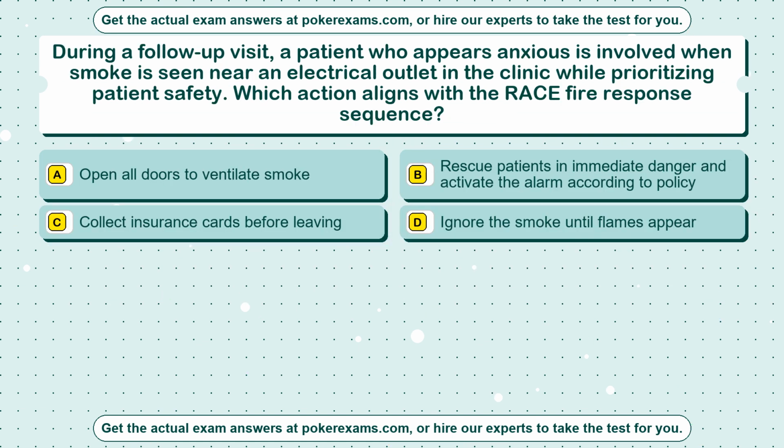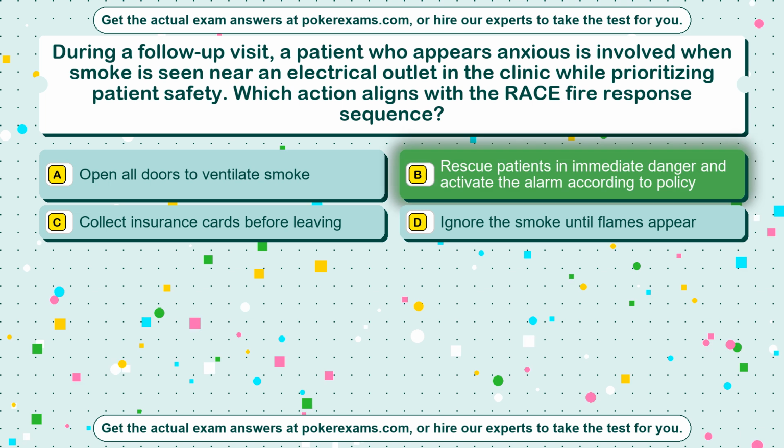Question 17. During a follow-up visit, a patient who appears anxious is involved when smoke is seen near an electrical outlet in the clinic while prioritizing patient safety. Which action aligns with the RACE fire response sequence? Option A. Open all doors to ventilate smoke. Option B. Rescue patients in immediate danger and activate the alarm according to policy. Option C. Collect insurance cards before leaving. Option D. Ignore the smoke until flames appear.